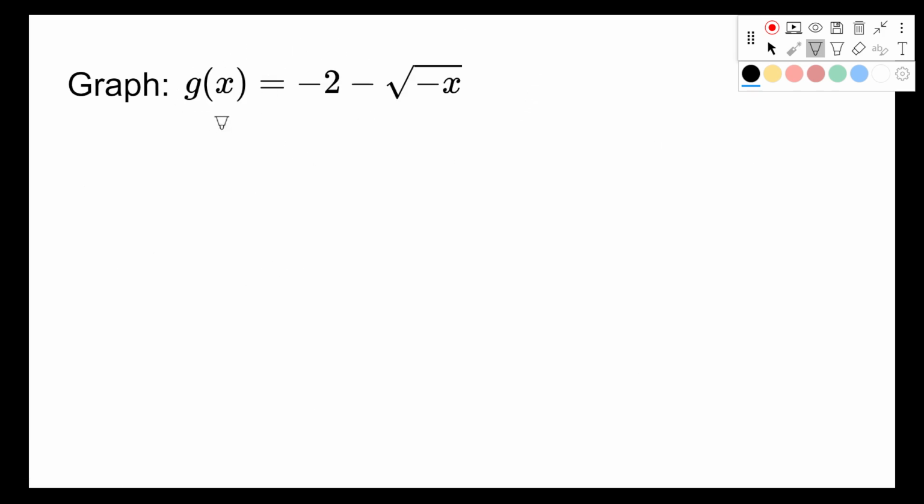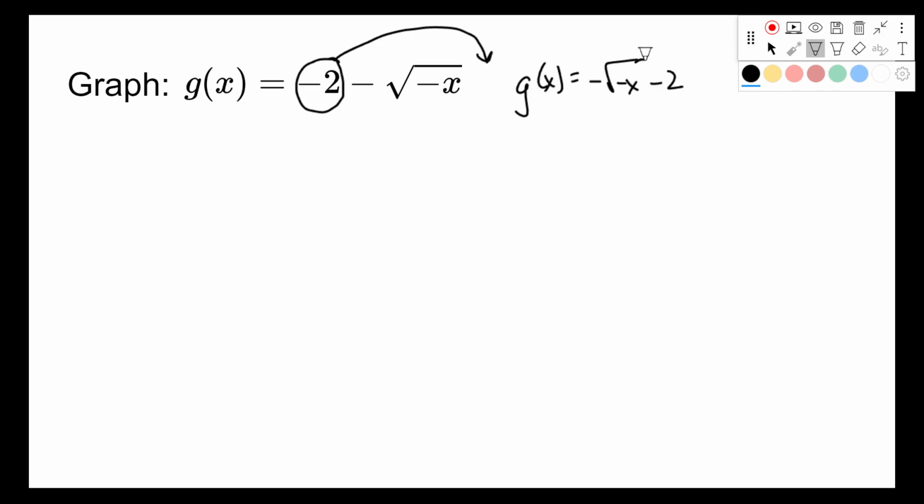Same idea. G of x equals -2 minus square root of -x. Okay, first things first. This -2 is in the wrong spot. This -2 normally would appear in the back. So let's put it in the back.